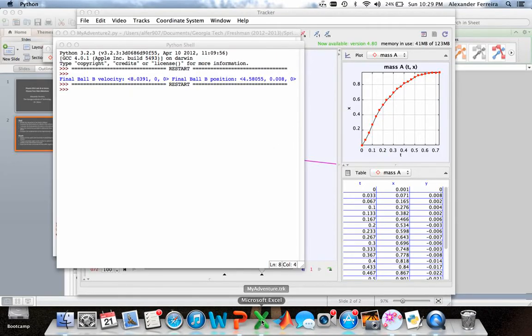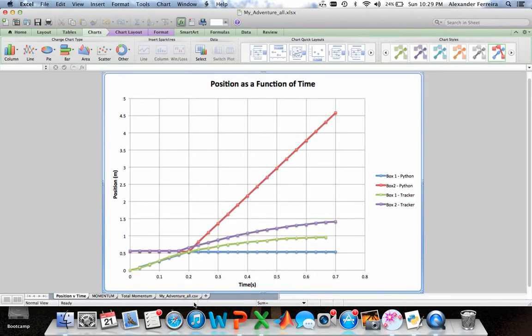However, this showed that it was a completely elastic collision, and this shows that the kinetic energy final is equal to the kinetic energy initial, and there is no delta E internal. And we'll talk about that a little bit later. So now we're going to go over here to Excel, and we'll look at some positions as a function of time graphs.